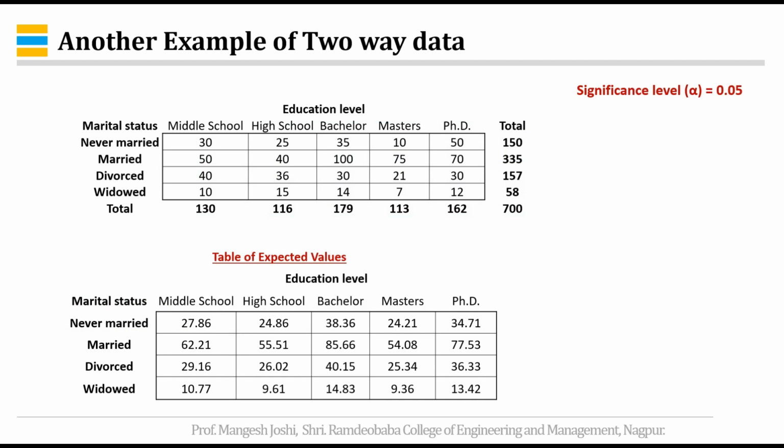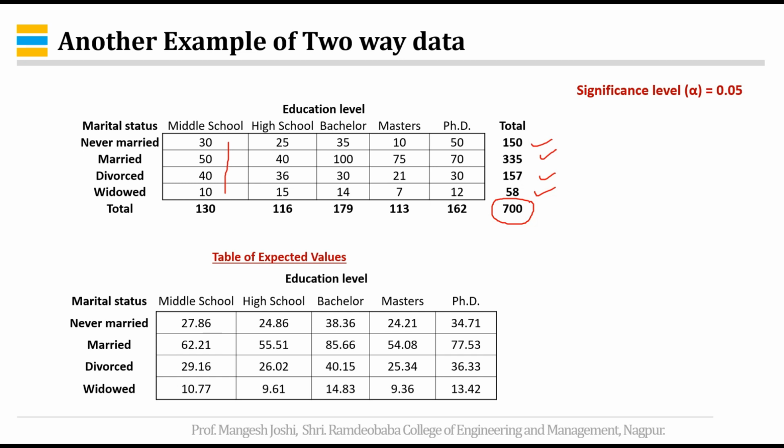So first of all, I will explain to you how to calculate this manually. The first step is to calculate the row total as well as the column-wise total. So I have calculated the row total as well as the column-wise total, which is equal to 700.